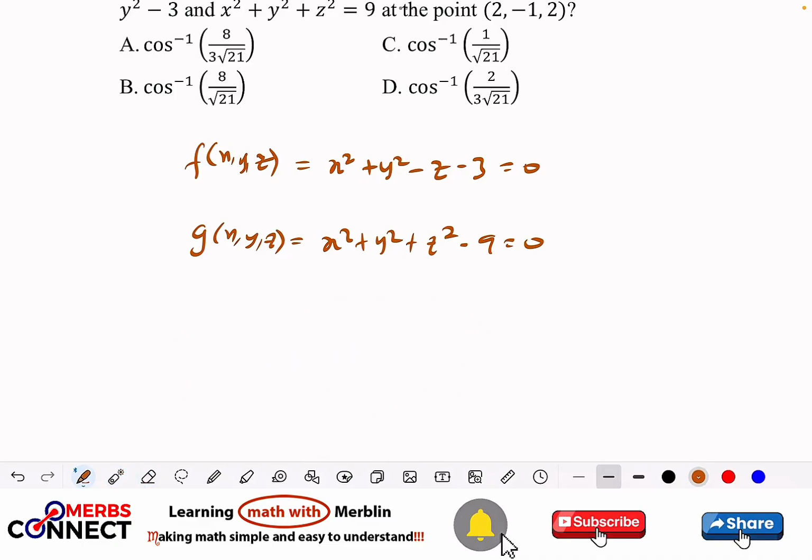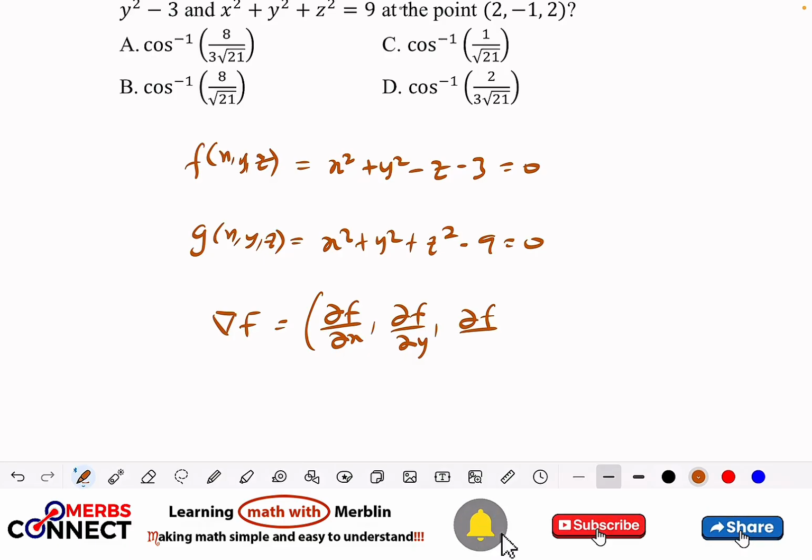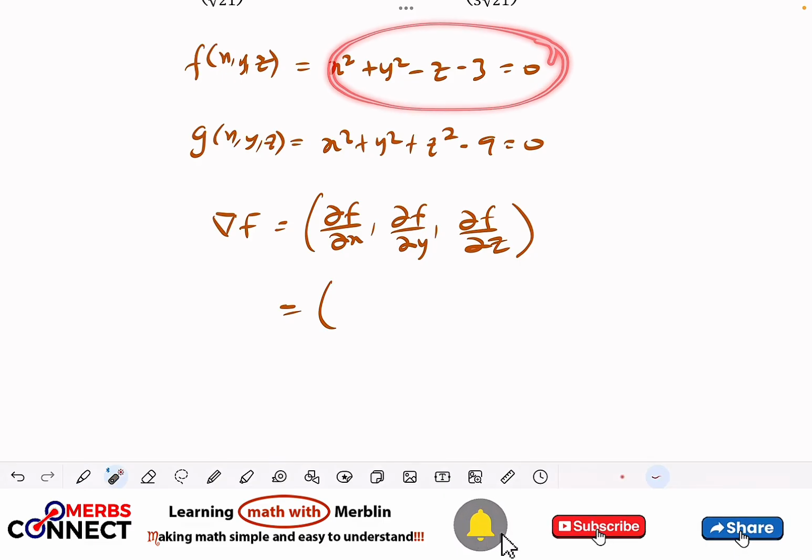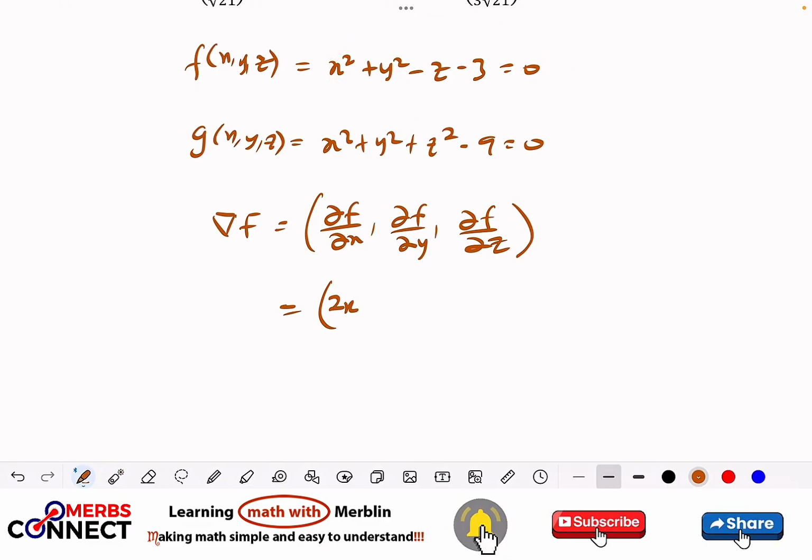So let's do that. What is grad of f? Grad of f is f differentiated with respect to x, f with respect to y, as we saw earlier, and then f with respect to z. First, let's differentiate with respect to x. With this one, we are going to have 2x. Then with respect to y, we are going to have 2y. And with respect to z, we are going to have minus 1.